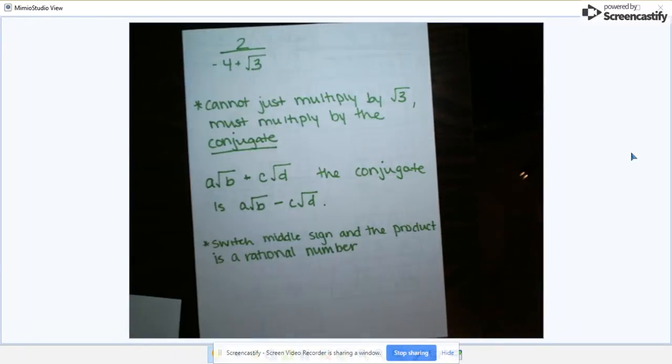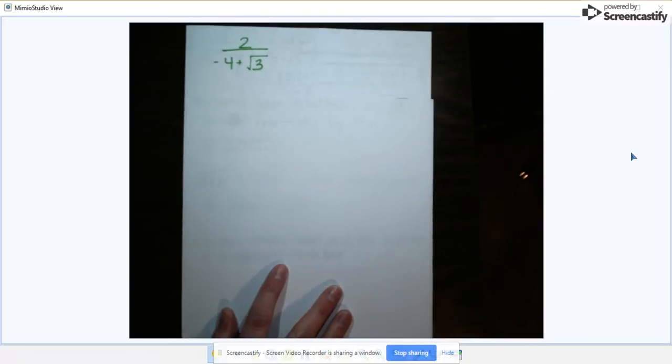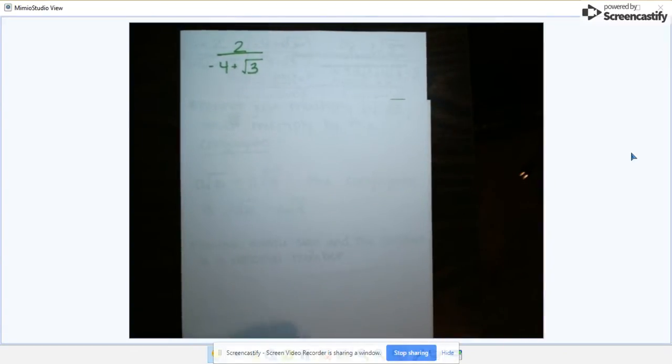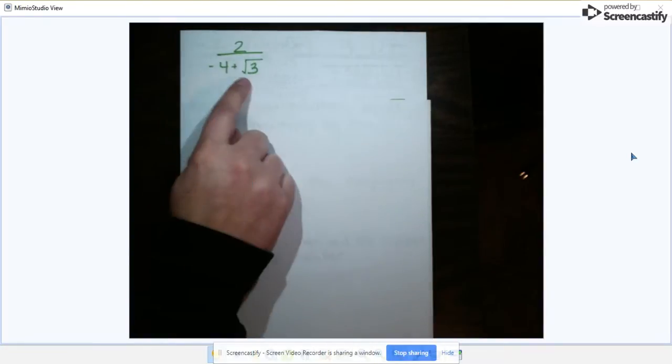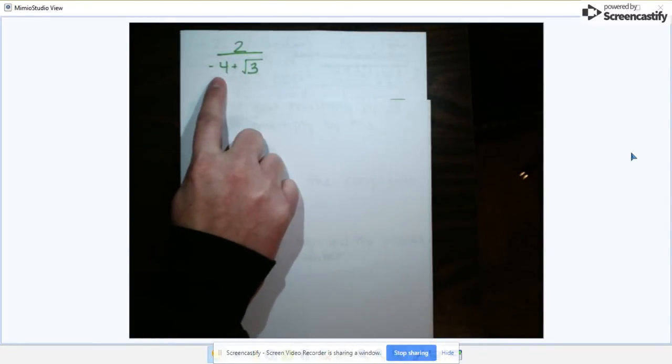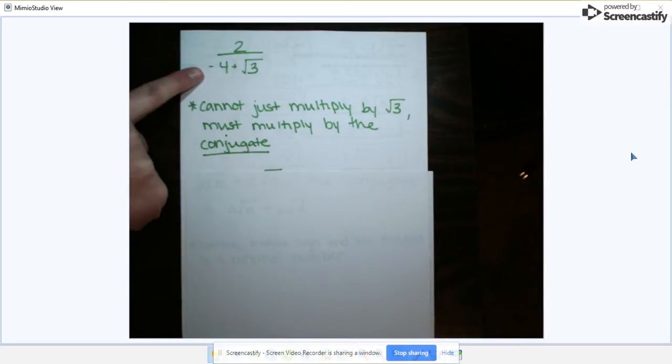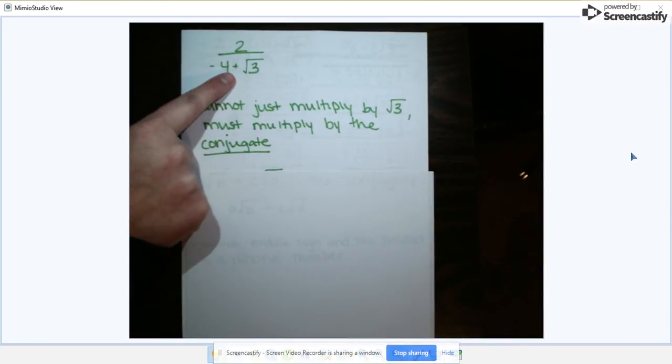So we're going to do a lot of focusing on the first definition of rationalizing. Here's another example. It's a bit more complicated than the one we started with. Here, we can't just multiply by square root of 3 over square root of 3 because we have this negative 4 plus. So we have to multiply by something called the conjugate. And our conjugate is going to look very similar to our denominator. However, our middle sign is going to change.